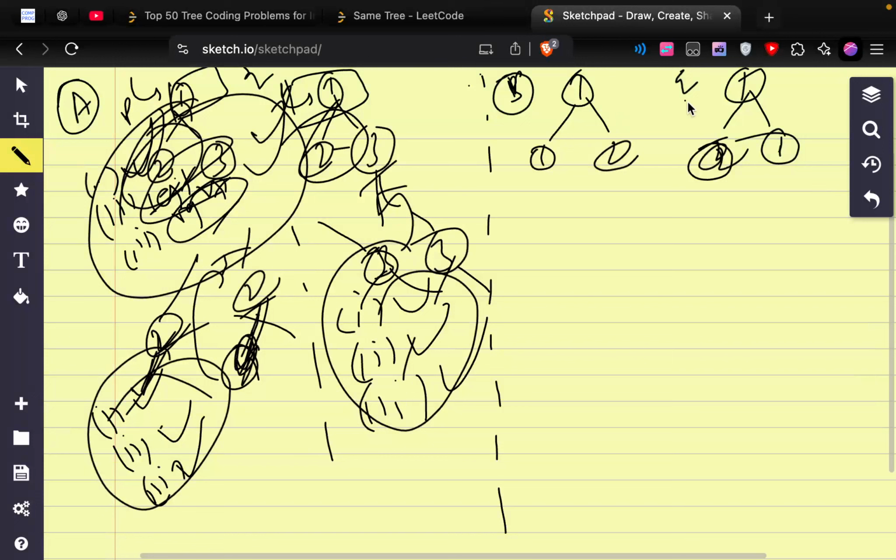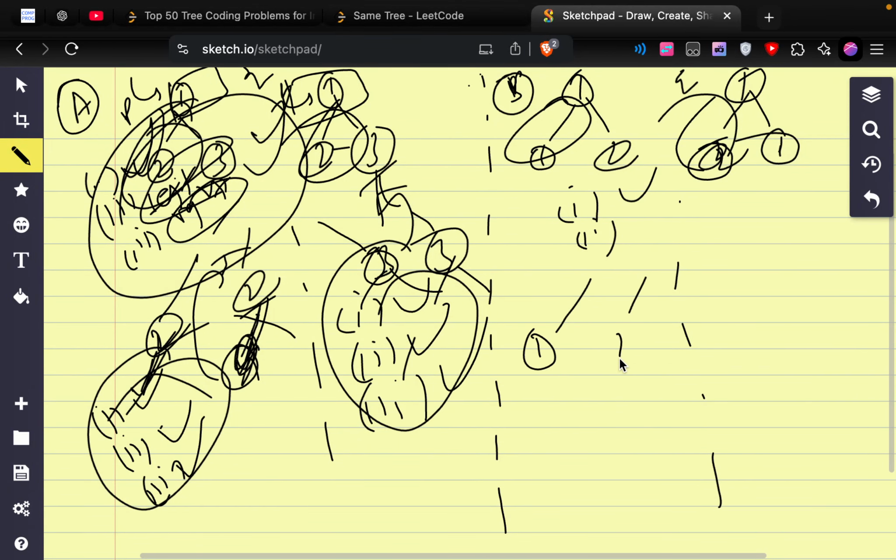In this case, we have the first criteria met. One is equal to one. The second criteria is whether the left subtree of the left tree is equal to the left subtree of the right tree. So in this case, we had one and two. The second case is the right subtrees, which is like two and one.